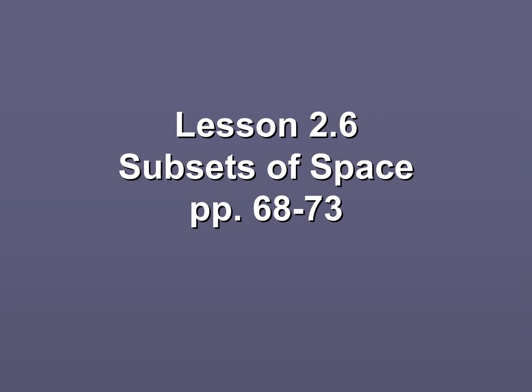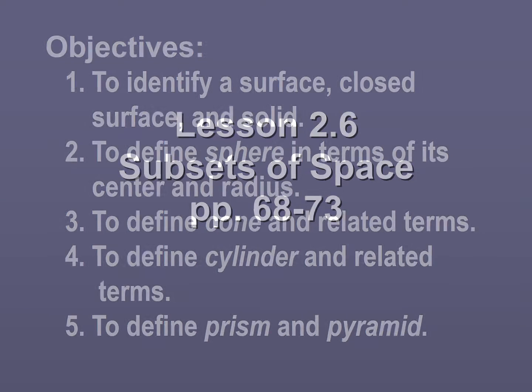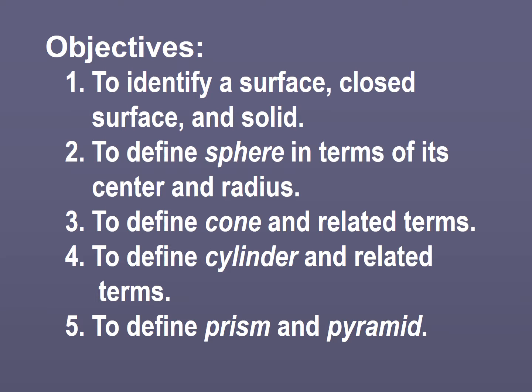For section 2.6 of your BJU Press Geometry textbook, we're going to learn about subsets of space. Our objectives are to identify the difference between a surface, a closed surface, and a solid.